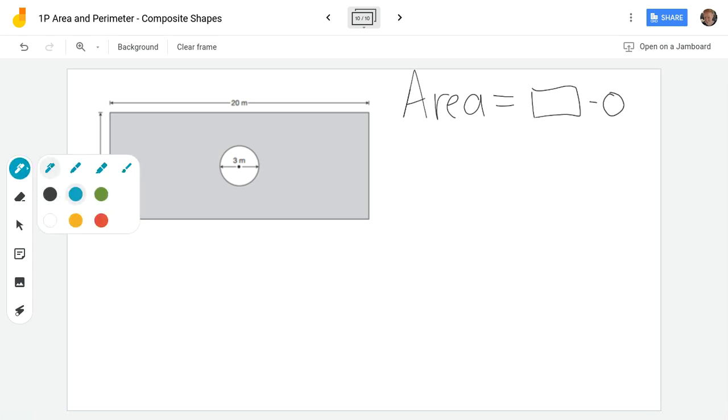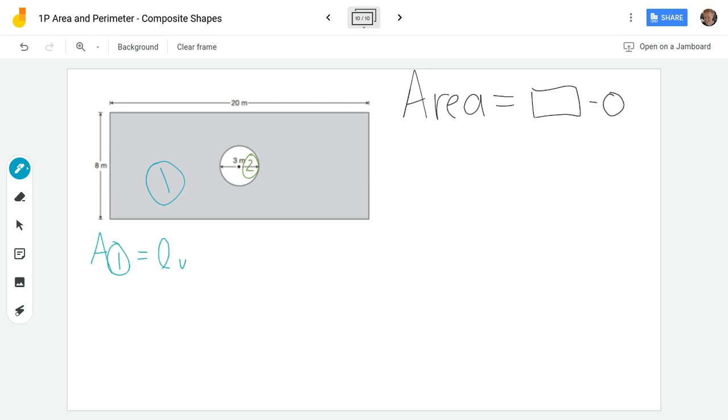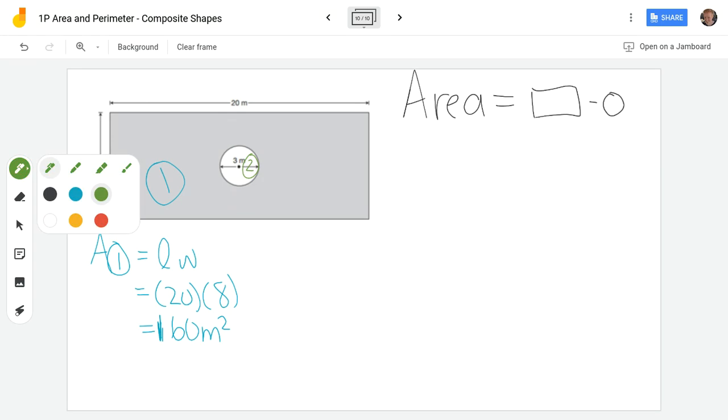So this time area 1, the rectangle, won't be added to the circle but subtracted. So the area number 1 will be length times width. The length is 20 and the width is 8, which means that the area is 160 square meters. And then the area of the circle, area 2, is pi r squared.